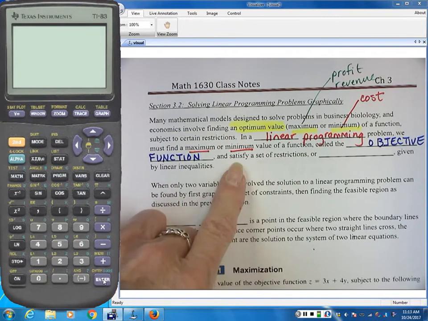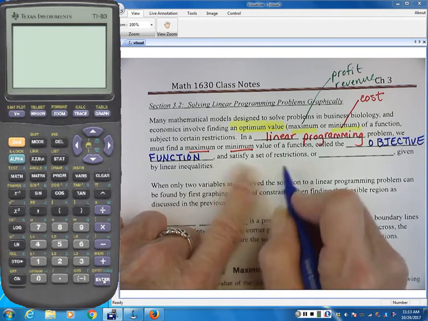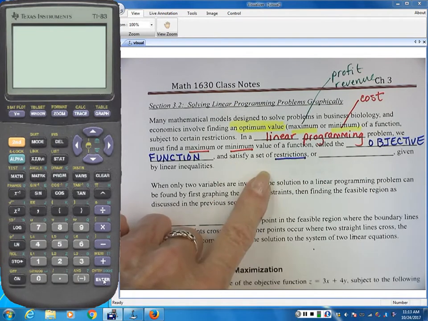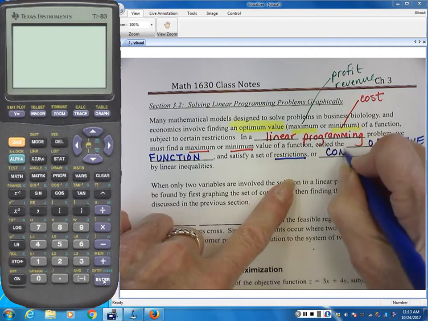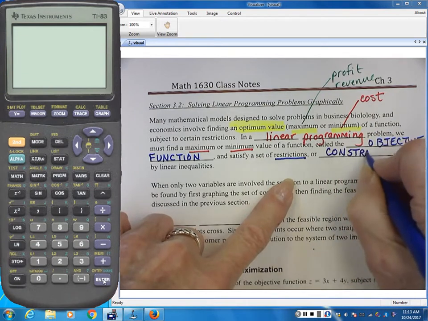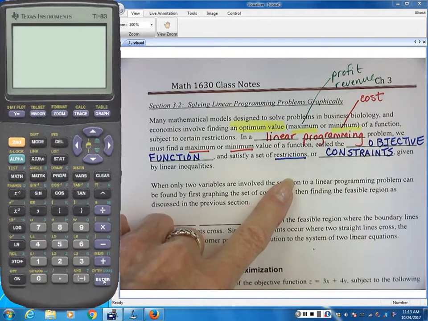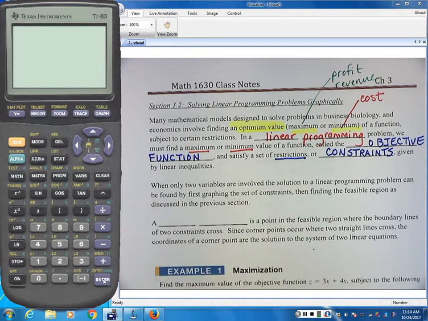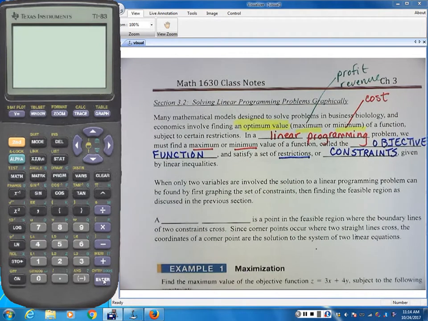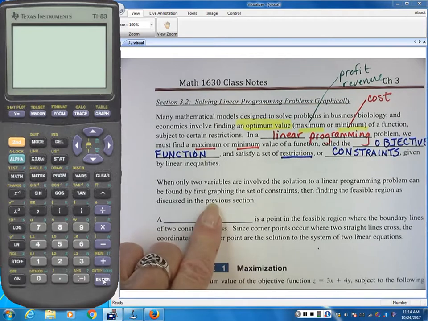And that objective function has to satisfy a set of restrictions, and those restrictions are called constraints. Things that hold us back from doing just whatever we want to. Now, as long as we only have two variables involved in the solution, we can always find the solution by graphing. We may use matrices to find out where two lines intersect, but we will still be able to solve everything by graphing and finding the corner points of the feasible region, either by finding the intersections of lines or finding x and y intercepts.